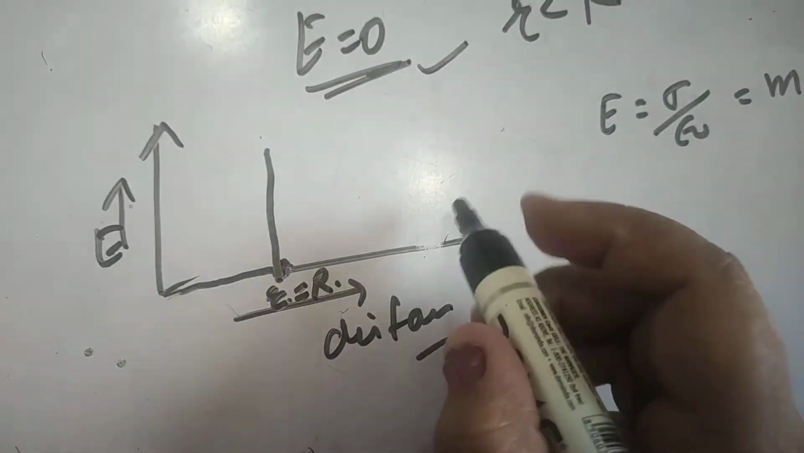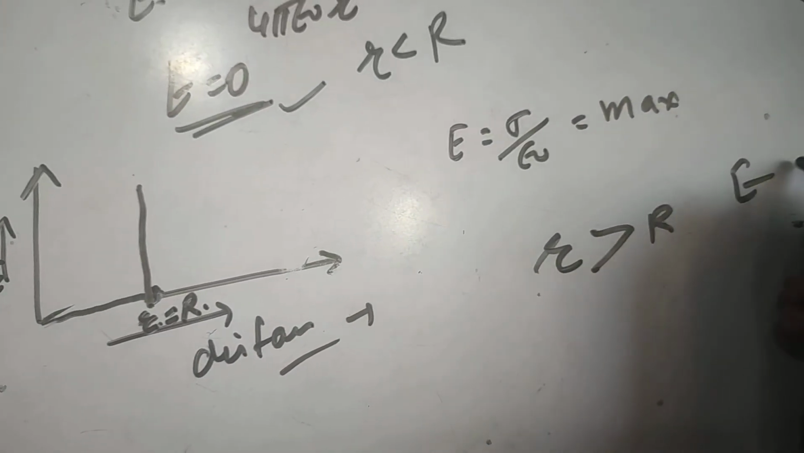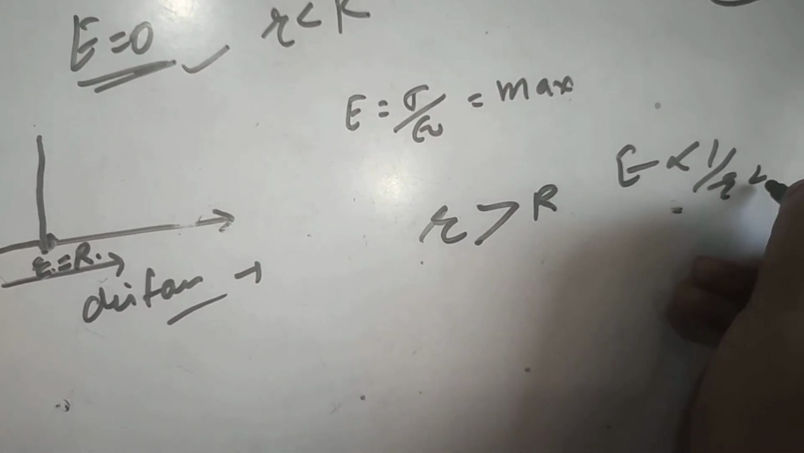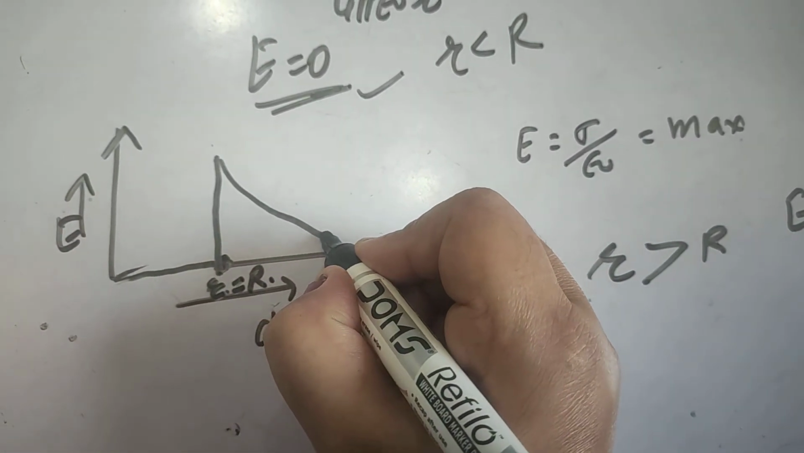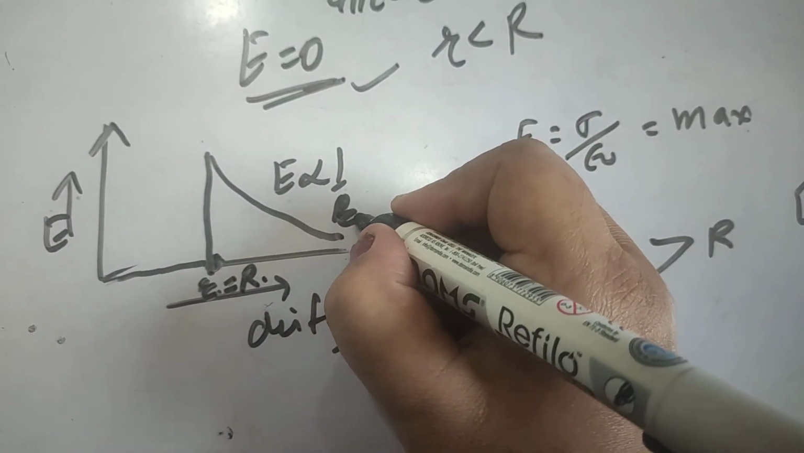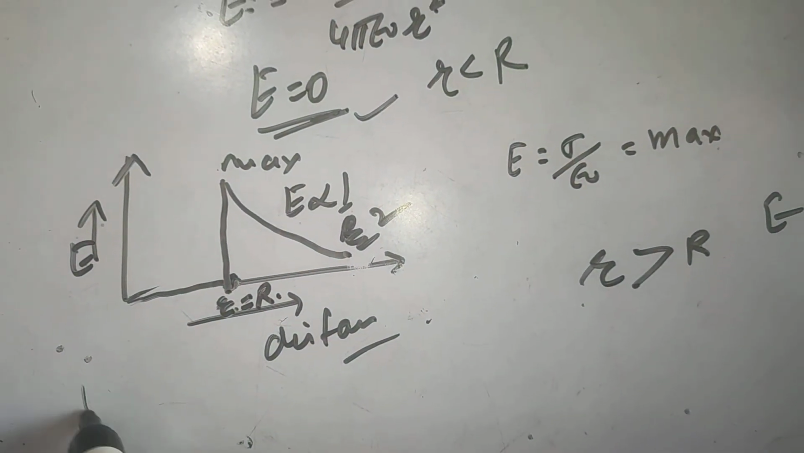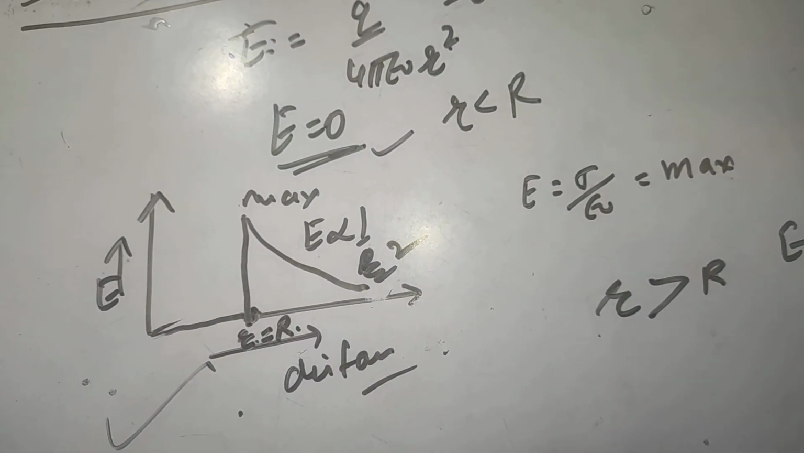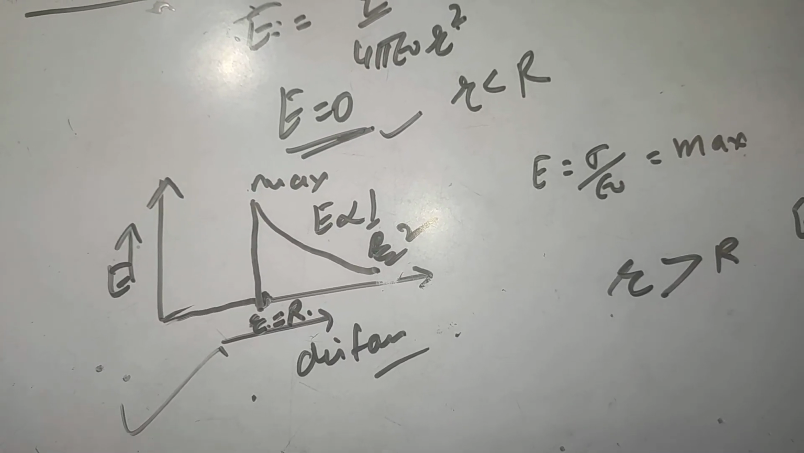And after that, for r greater than capital R, we have proved that E is inversely proportional to r square. So it varies inversely with r square. Here this is the maximum value. So this is the graph which shows the variation of E inside, outside and on the surface of a uniformly charged spherical shell.